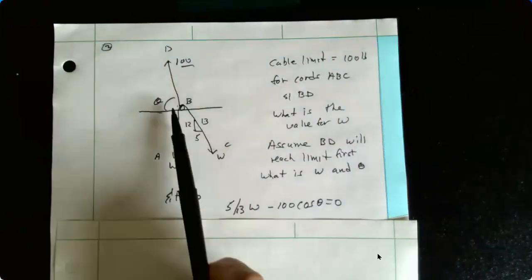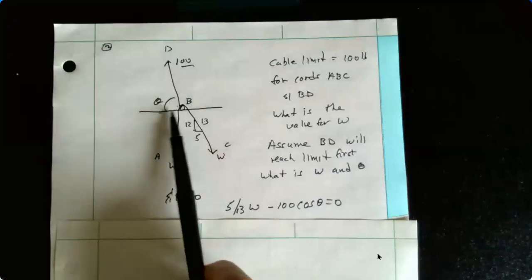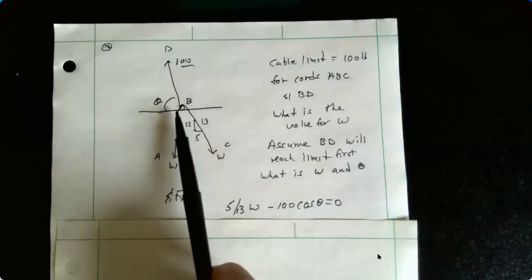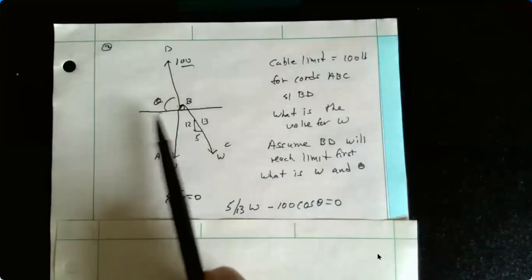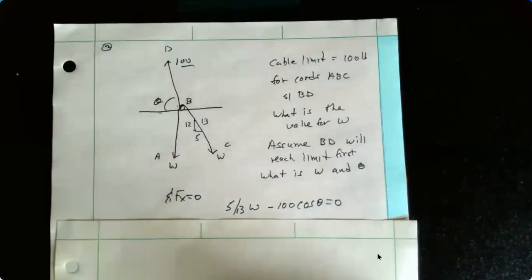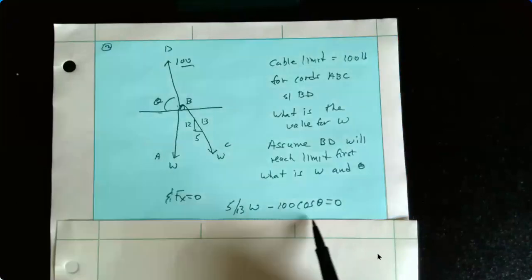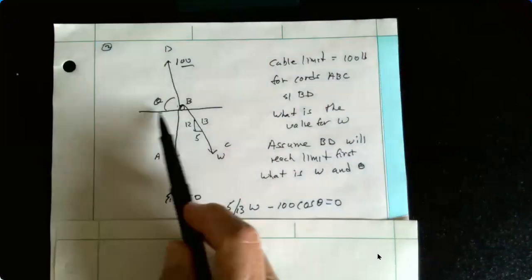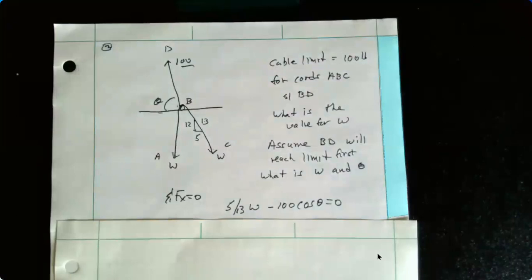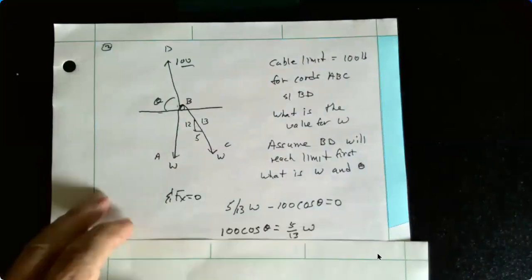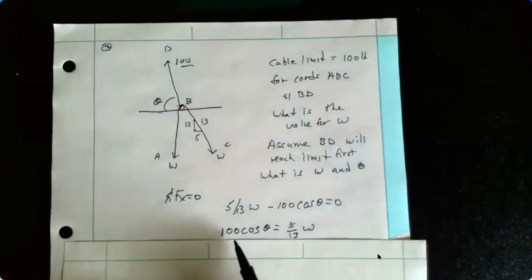This 100 pounds has an X component, and this is going to be in the negative X direction. It'll be a cosine function. Okay, it's adjacent in the X direction. And it's minus, so this is minus 100 cosine theta. Give us this component in the X direction. And you can write this out. 100 cosine theta then is equal to 5/13 W. So I just wrote it out that way.